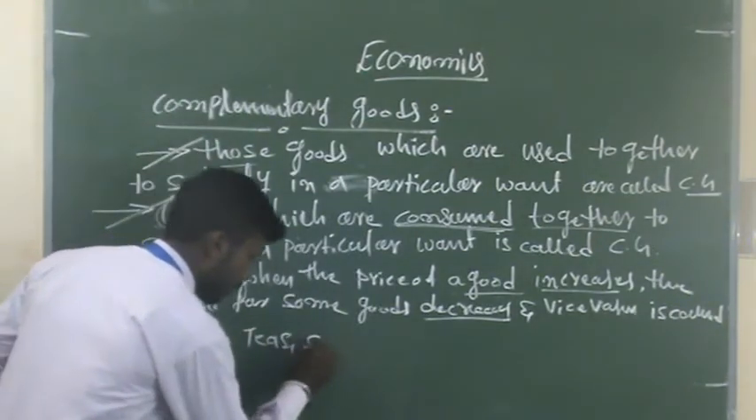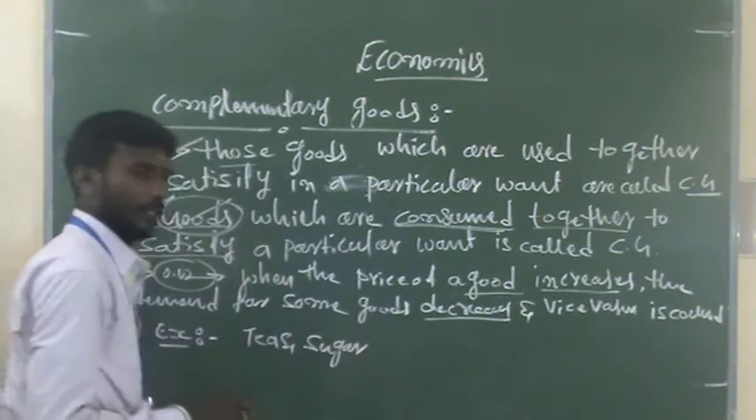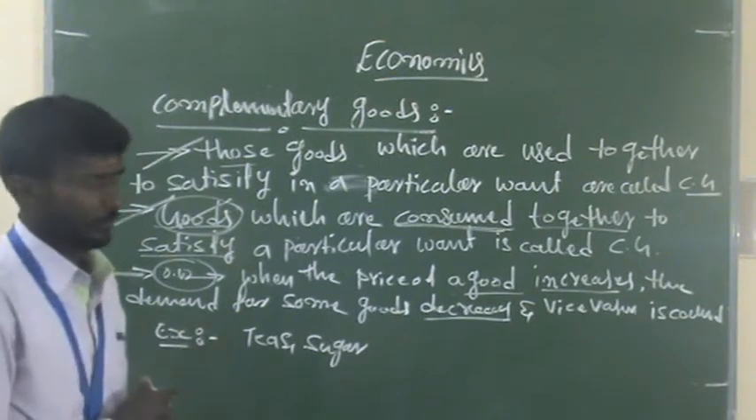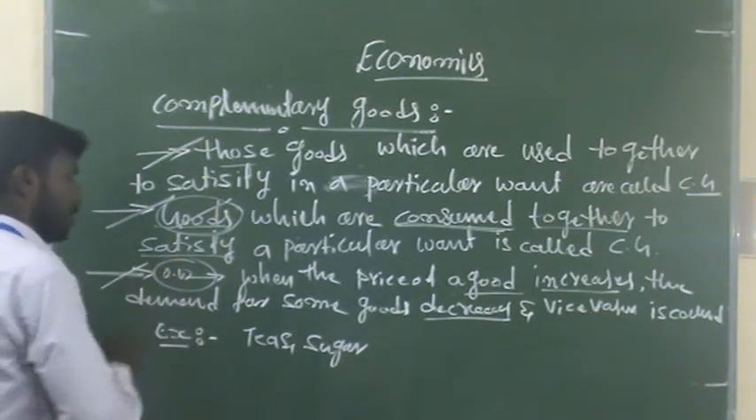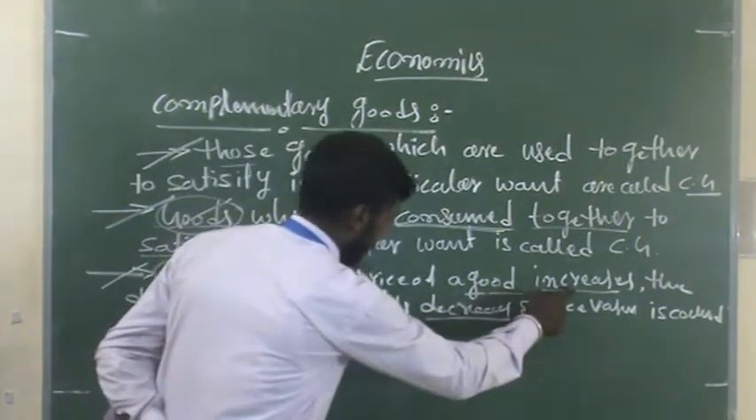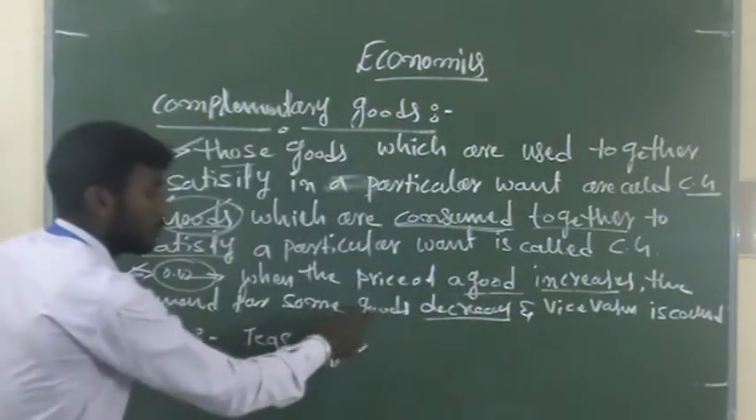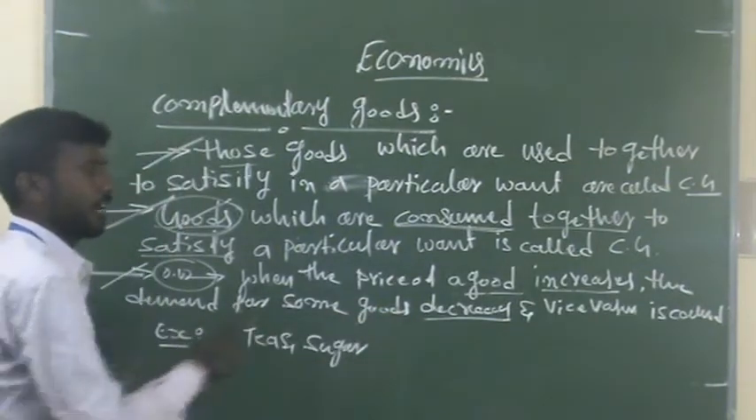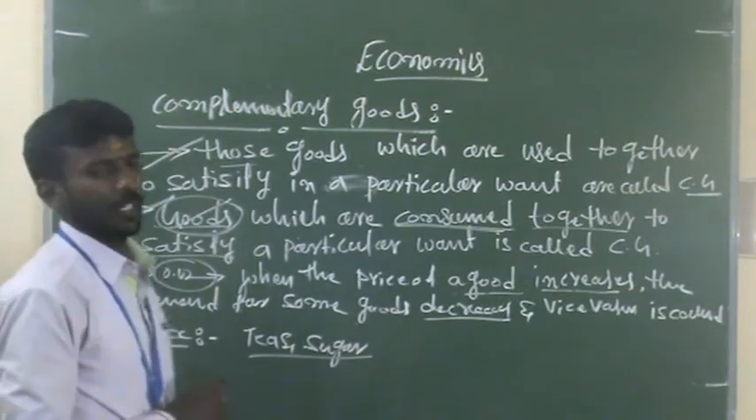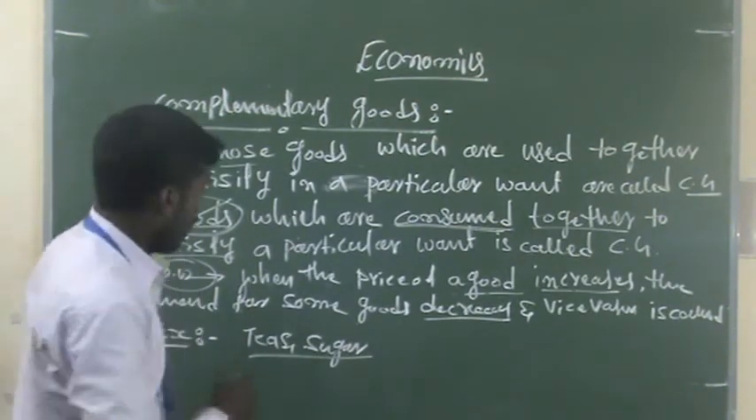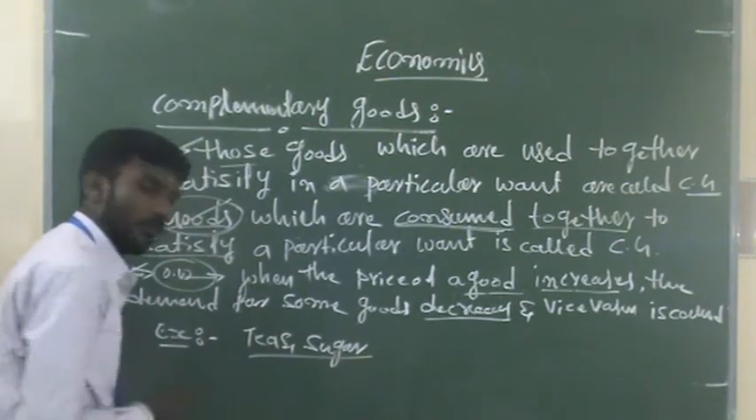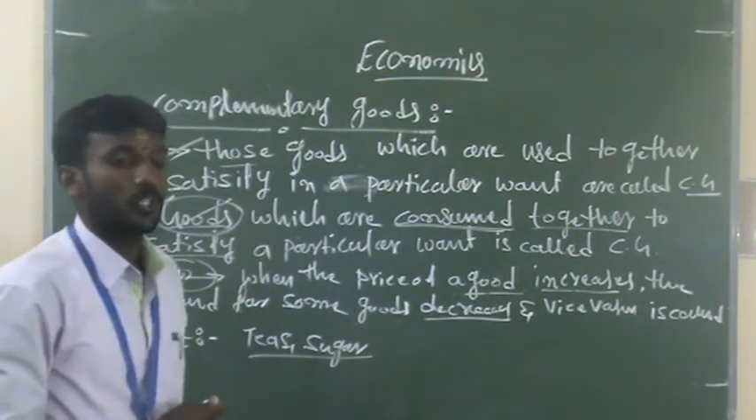Tea and sugar, it is one of the examples of complementary goods. How? See, observe the third meaning. When the price of a good increases, the demand for some goods will decrease, and vice versa. Now let us consider tea powder and sugar. Now we said that here tea and sugar is one of the complementary goods.